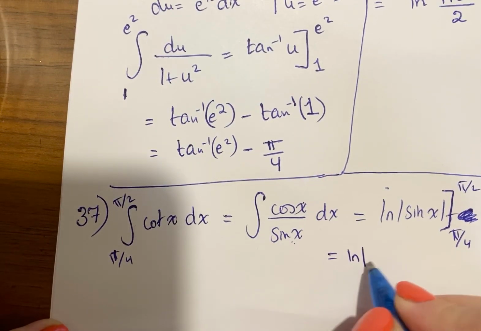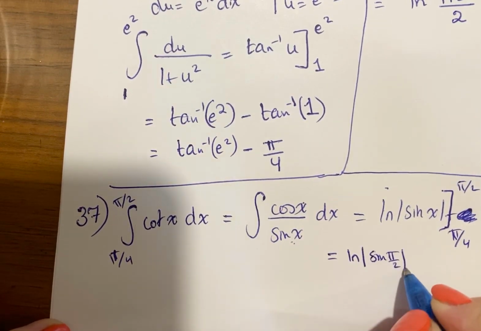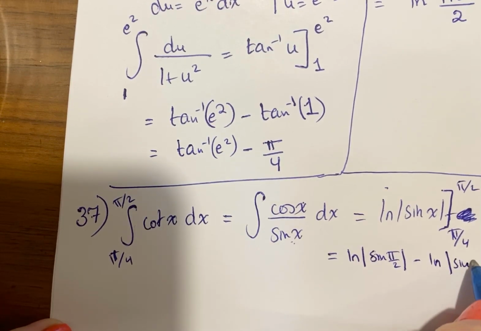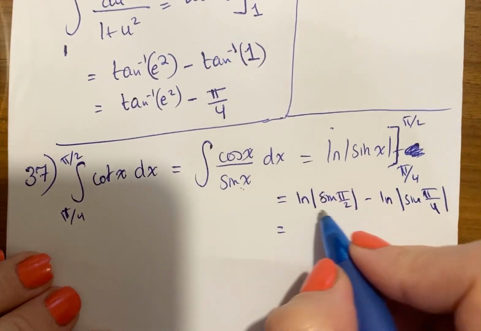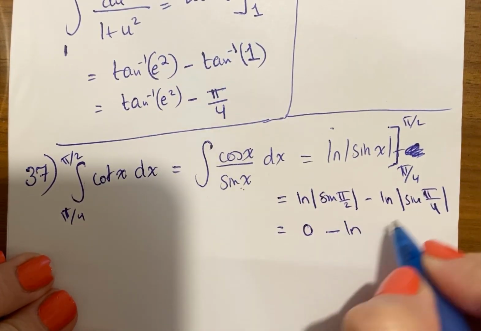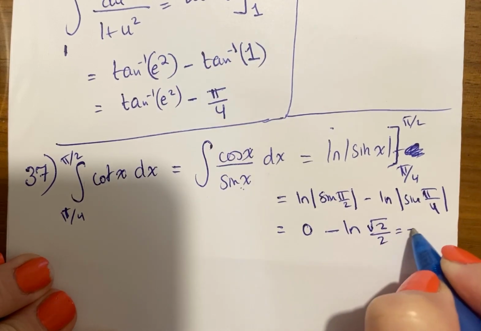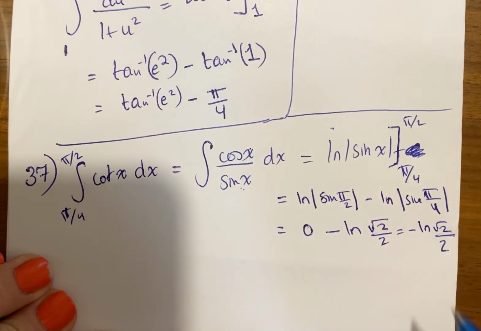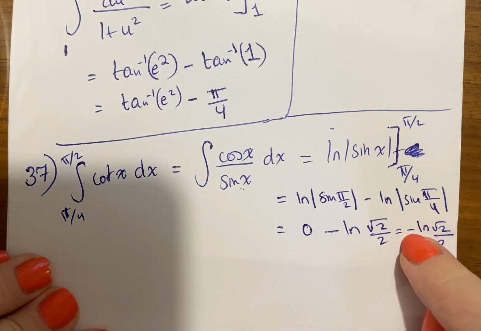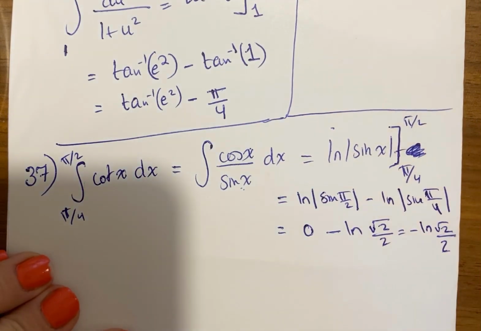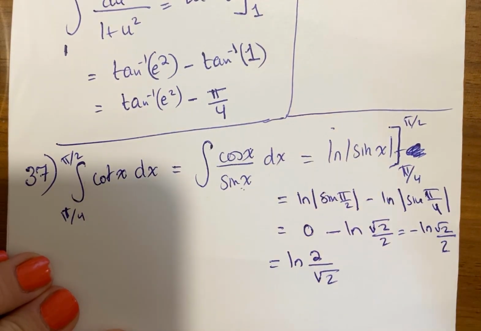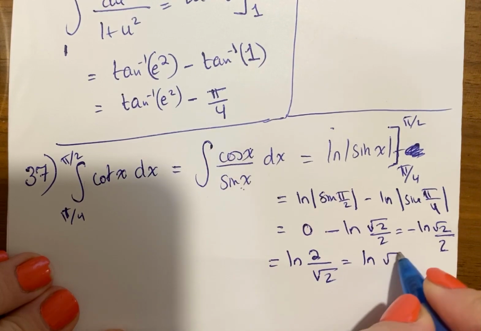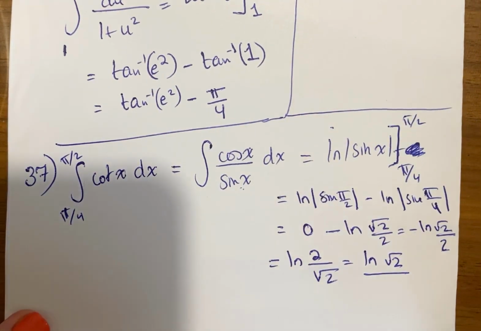So this is ln sine pi over 2, which is 1, minus ln sine pi over 4, which gives me sine pi over 2 is 1, ln 1 is 0, sine pi over 4 is root 2 over 2. So the answer is minus ln of root 2 over 2. This can be simplified because the minus outside ln can come inside when you reciprocate. So this can become ln of 2 over root 2. The minus goes inside and reciprocates the answer. 2 over root 2 is root 2 only. It can be written as ln root 2, in the simplest possible form.